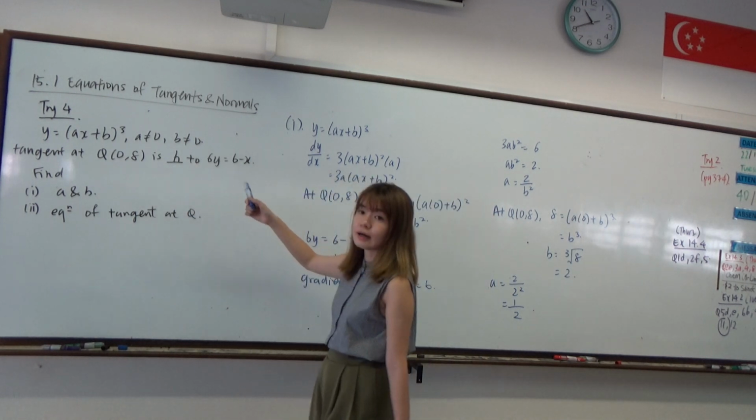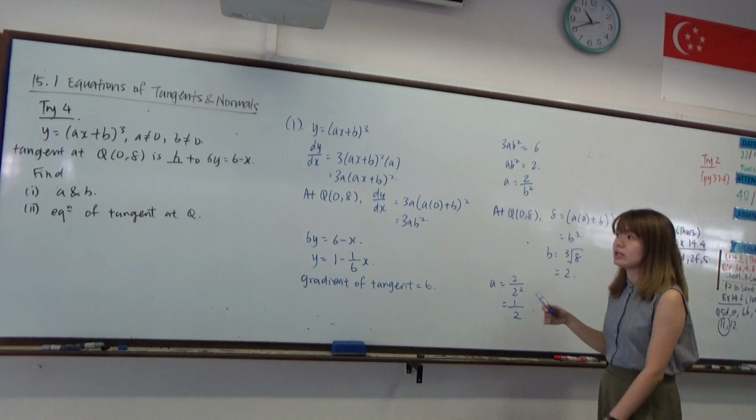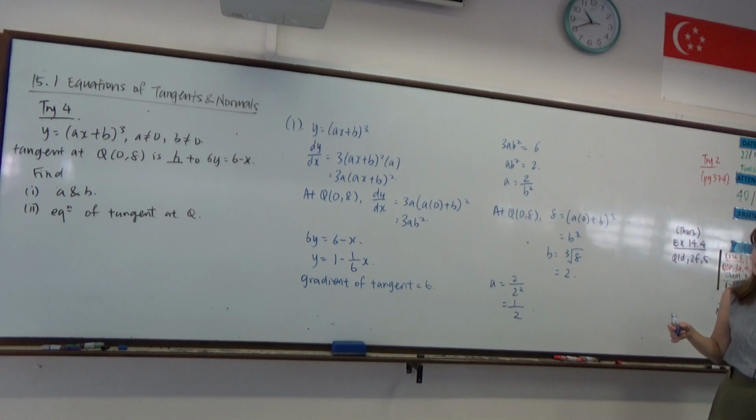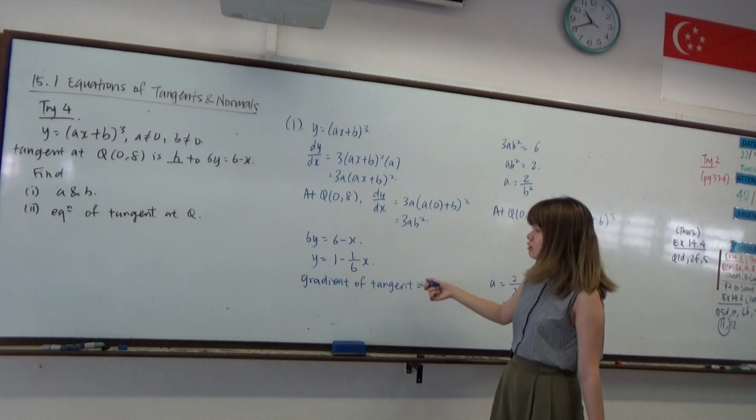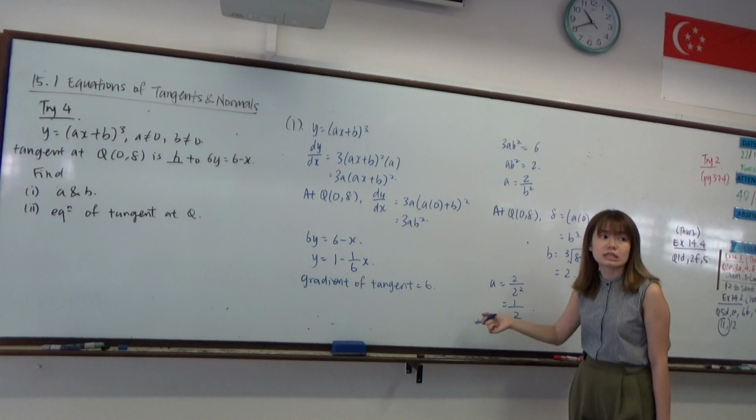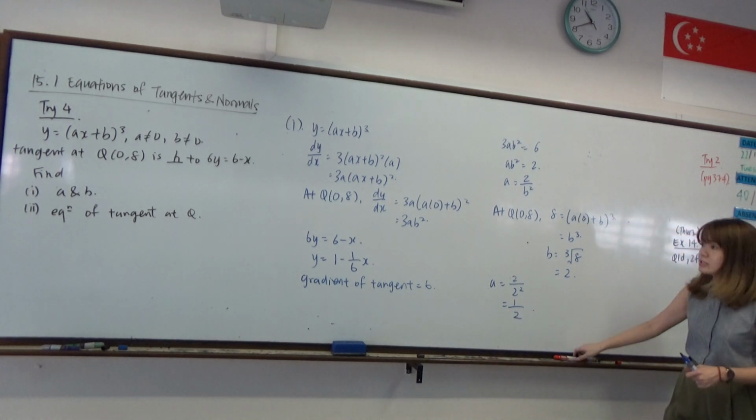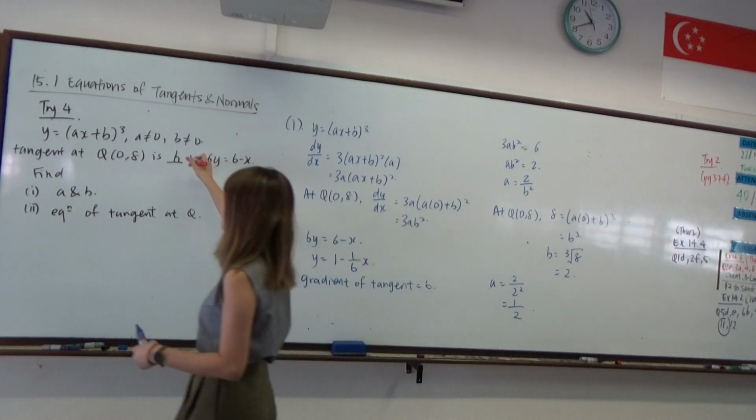The tangent at Q is perpendicular to 6y equals to 6 minus x. So it's perpendicular to this particular line. So the gradient of the tangent is actually equal to 6. Understand? So please catch the information carefully.